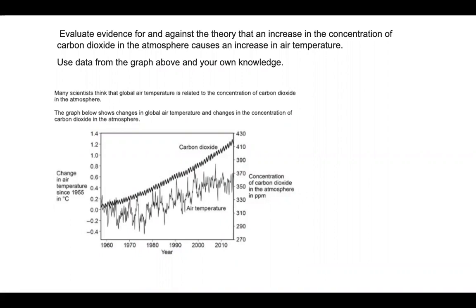So it says, evaluate evidence for and against the theory that an increase in the concentration of carbon dioxide in the atmosphere causes an increase in air temperature. So there are some really important points here. Evaluate is our first one. Now, evaluate: for, against, excuse the bad writing, against, and conclusion.